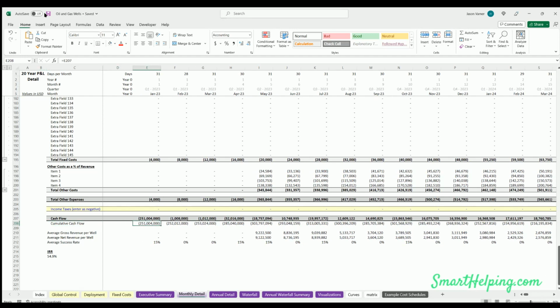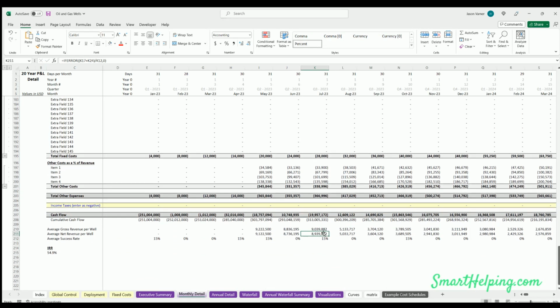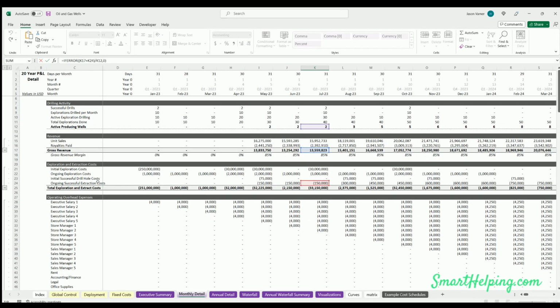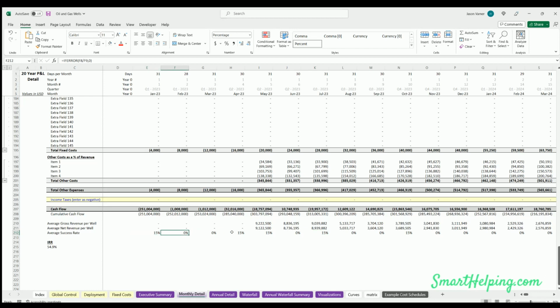This is the simplest way, I know it kind of sounds complicated, but this is actually the simplest way to really see what is happening with the cash flow. There's some key metrics here: average gross revenue per well, average net revenue per well over time. So it's just taking your active existing wells against the gross revenue that those are producing. Net revenue is also taking into account the ongoing extraction cost before it does the calculation. Then you've got your success rate on wells and an IRR here. This is taking all the monthly cash flows and converting that into an annual internal rate of return.